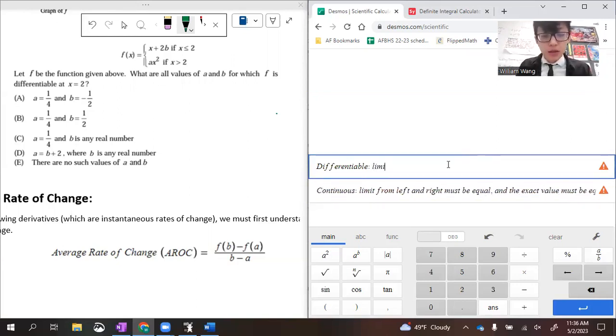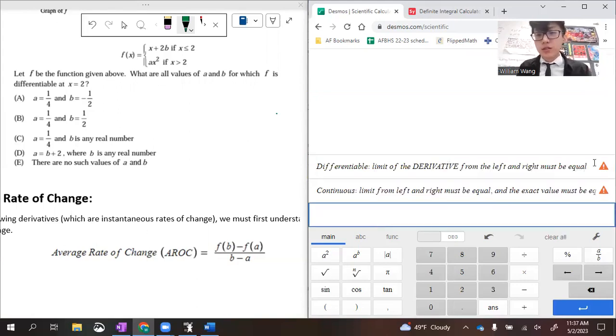Okay, differentiable. The limit of the derivative from the left and right must be equal, right? Those are our two things. So let's test that. So first, what are the values for a and b for which f is differentiable at x equals 2? So if it's differentiable, it must be continuous. So these two functions have to be continuous. That means the left function, x plus 2b, must be equal to ax squared, right? And it must also equal the exact value, which is also x plus 2b. So that's sort of redundant. I'm just going to erase that. Okay, so that's one equation.